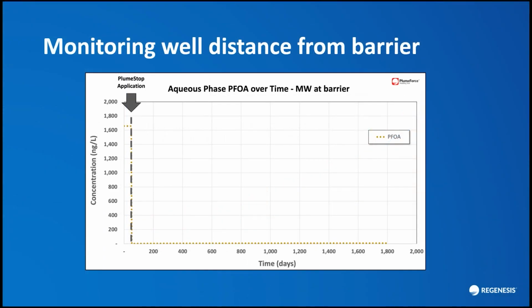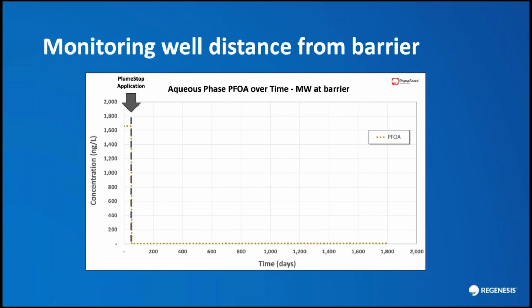So one of the key take-homes from this modeling exercise is to understand that the position of a monitoring well in relation to a barrier makes a difference to what to expect. So these are 3 examples that I'm going to show you now. Same barrier, 3 wells, each at increasing distance down gradient.